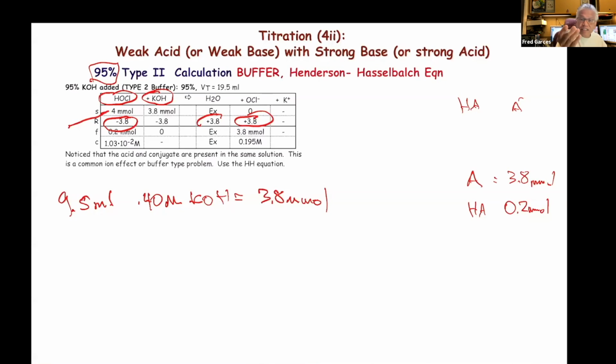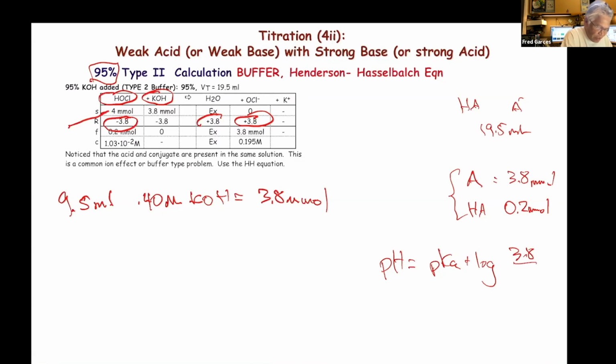It's all sitting in the same volume. That volume would be 19.5 milliliters. Why? Because you had 10 originally and you're now adding 9.5 milliliters of titrant. This is a buffer. Why is it a buffer? Look, they're both present in the solution. I can just go to this equation right here: pKa plus the log of the conjugate, 3.8 over 19.5. But why divide by 19.5? Because I'm also dividing by 19.5 in the denominator, so they cancel each other. It's just 3.8 over 0.2.